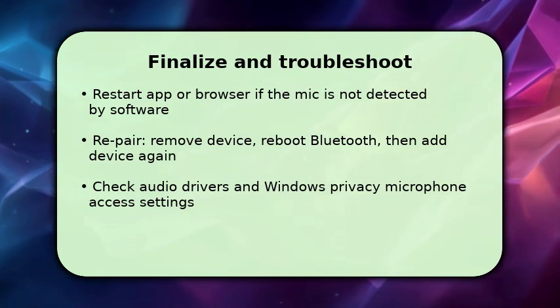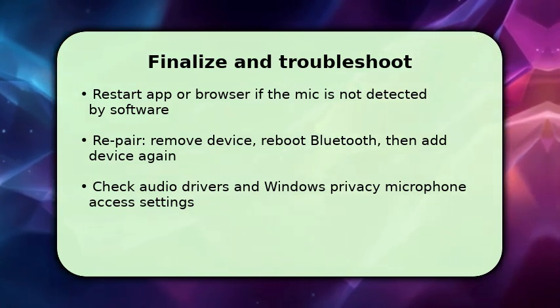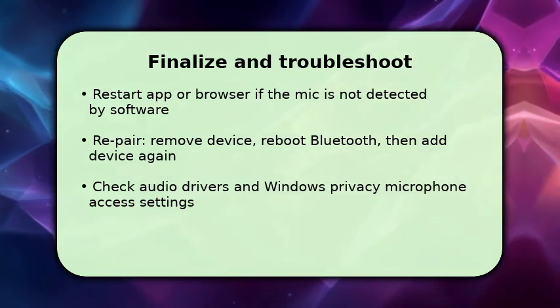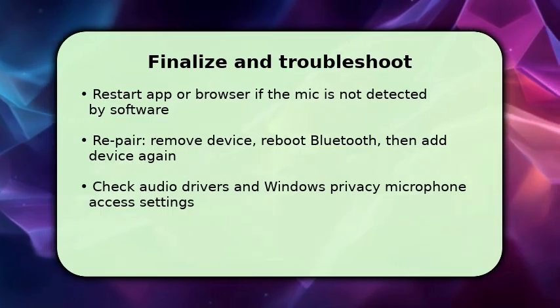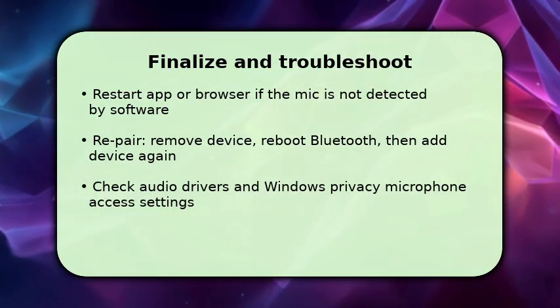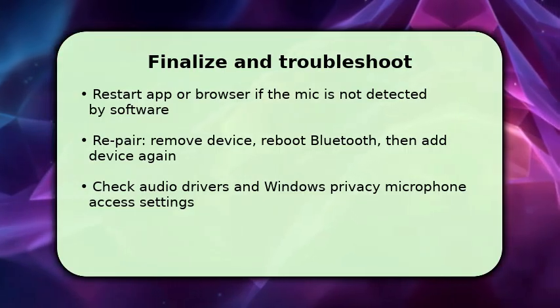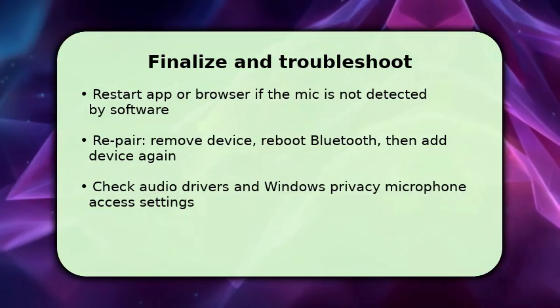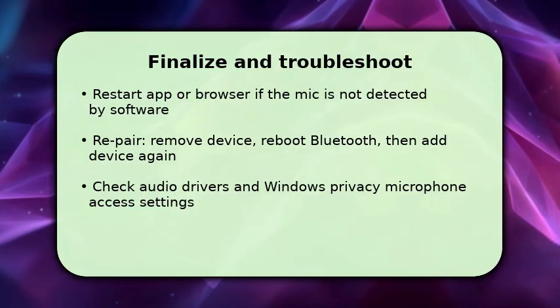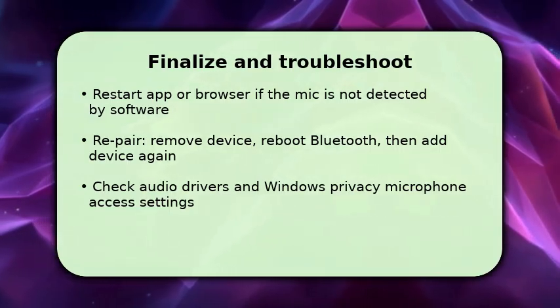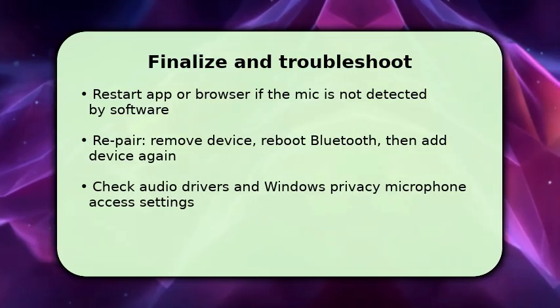If problems persist, remove the Bluetooth device, toggle the PC Bluetooth off and on, then repair the mic. This often clears handshake errors. Make sure Windows Privacy allows microphone access and update Bluetooth or audio drivers if needed. These final steps and the troubleshooting tip resolve most connectivity and permission issues quickly.